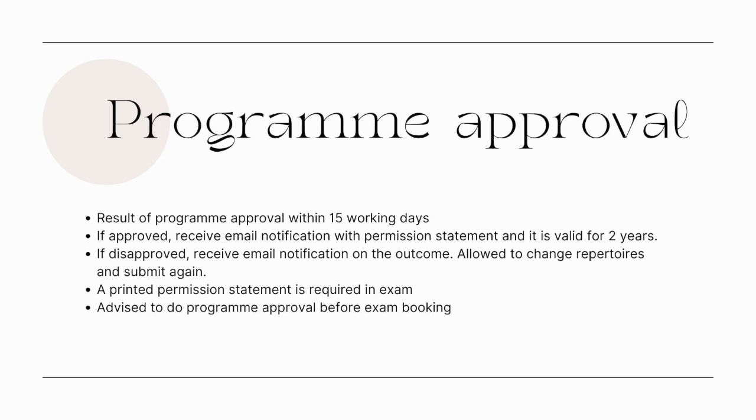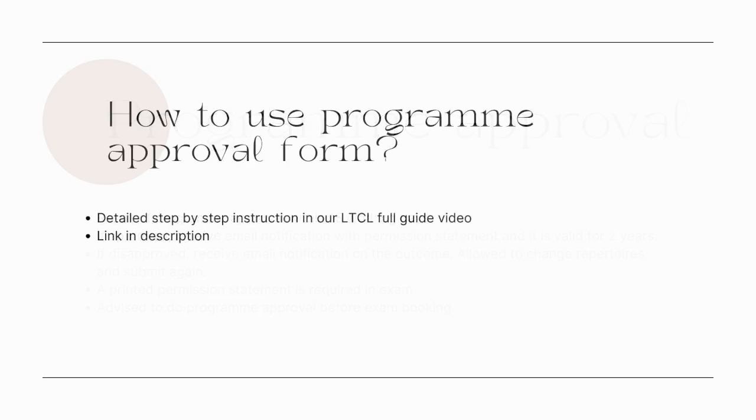The result of program approval comes within 15 working days. If it's approved, you will receive an email notification with the permission statement, and it is valid for 2 years. If disapproved, you will also receive an email notification on the outcome. You are allowed to change the repertoires and submit again. A printed permission statement is required in the exam, and you are advised to do the program approval before exam booking.